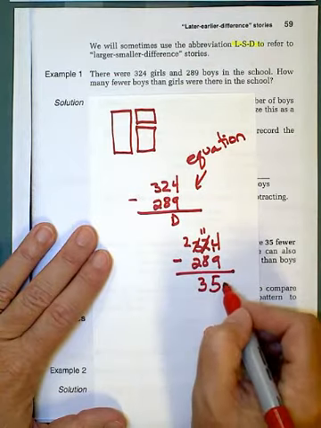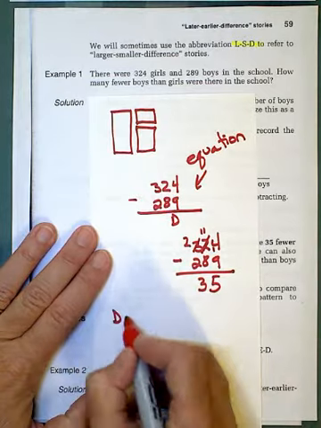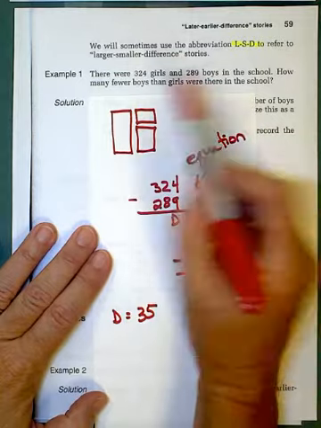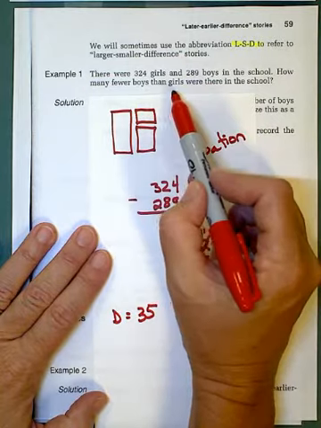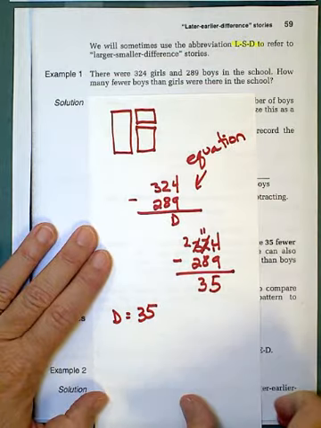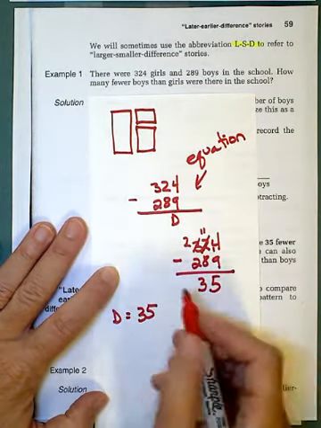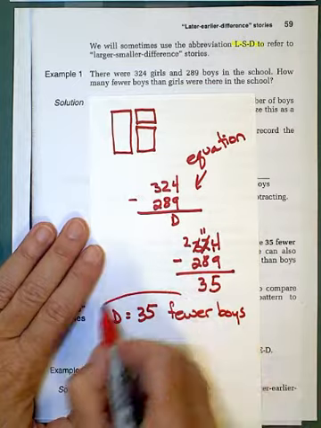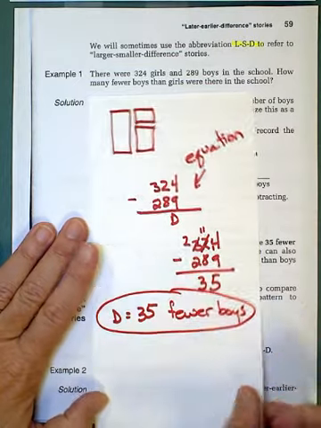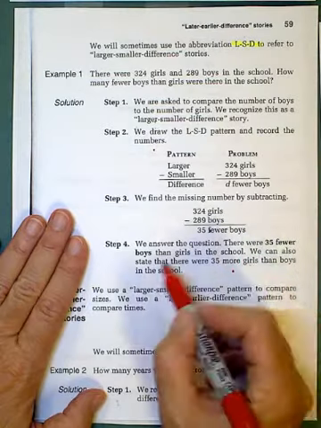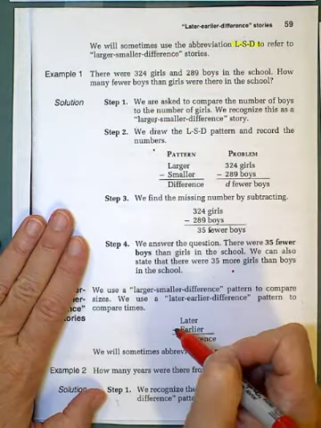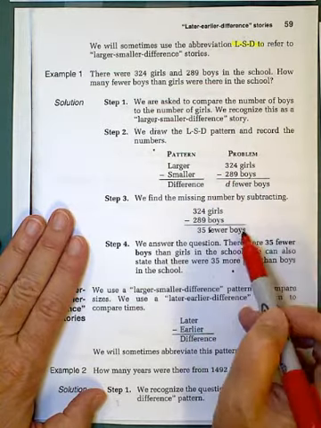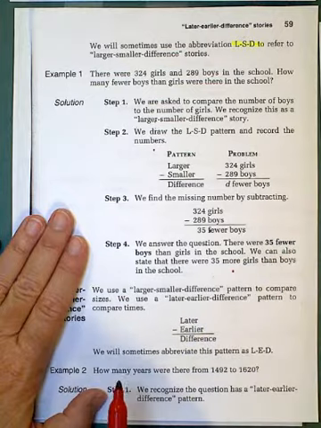I've found my difference, and so I would say that the difference equals 35. And the question said, how many fewer boys than girls were there? There are 35 fewer boys. I write it all out and I circle. Let's check with what the book said, and they have done the same thing. Again, notice they recognized the pattern, they wrote the problem, they solved, and then they wrote the answer using labels.